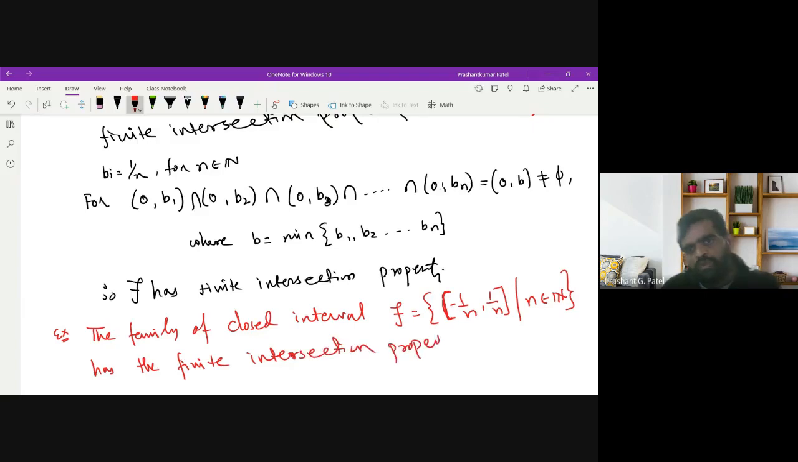That also you can see easily, because for this interval, when n equals 1, it will be minus 1 to 1. It is a closed interval from minus 1 to 1. The second interval is minus 1/2 to plus 1/2. The third interval is so on. So it is the same argument we have given here. You can give the same argument for this family also. So this will also have the finite intersection property.